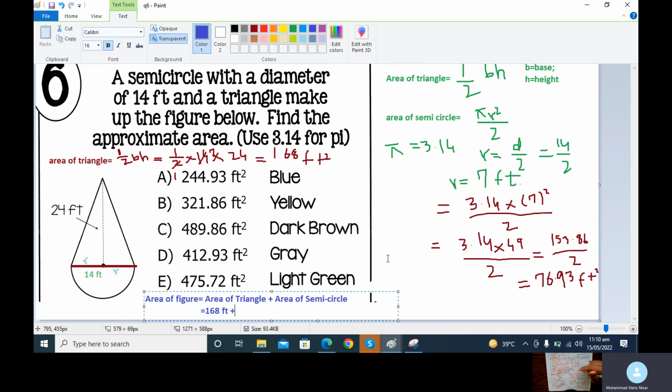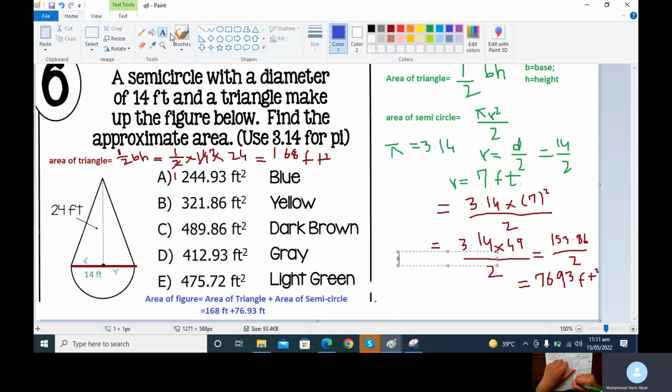Tell me. 168 plus 76.93, and that is also feet square. Okay, don't forget to write the units. So let me write it feet square here. Just add them.